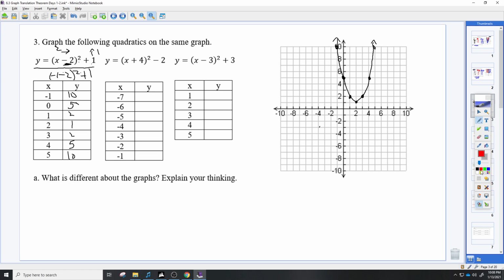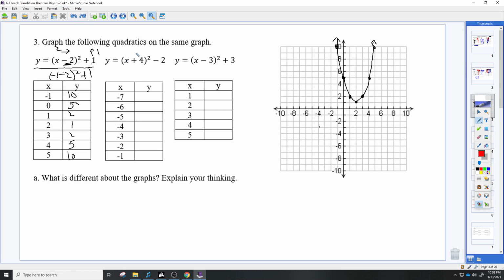I'm going to change colors, and you should be able to see that it actually moved over what we said was going to happen, over 2 and up 1. So it went over 2 and then up to the 1 here. That's where our new center point is. Exactly what we said. So what's going to happen with the next one?